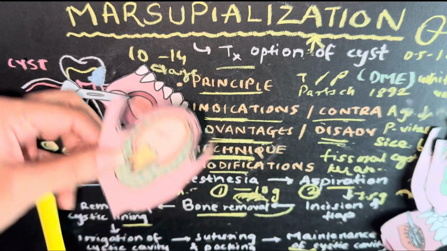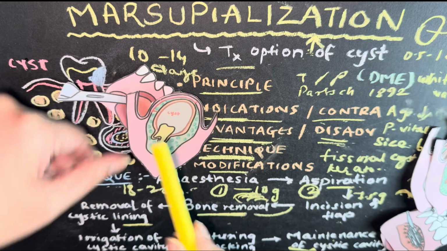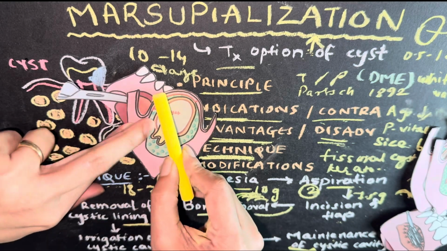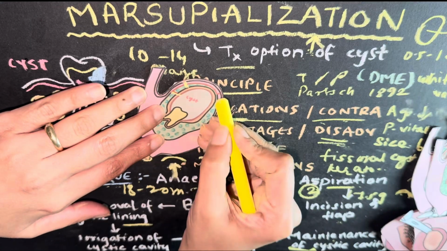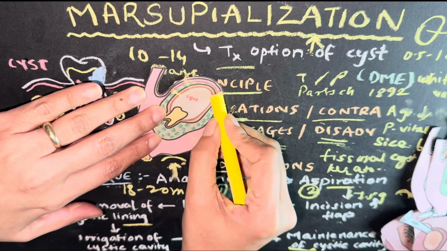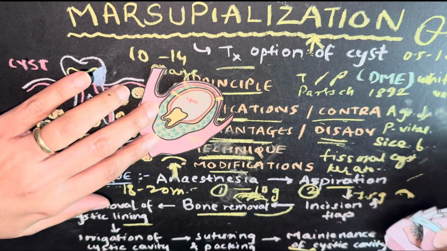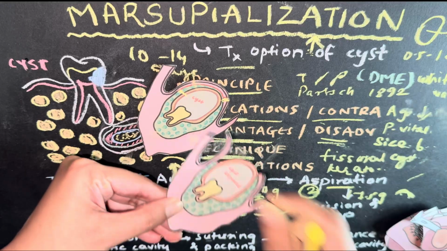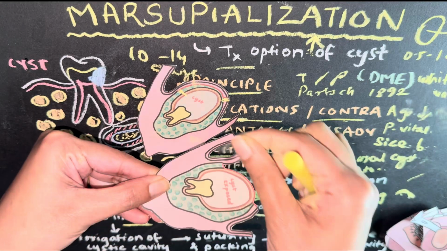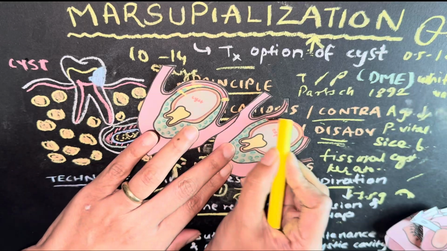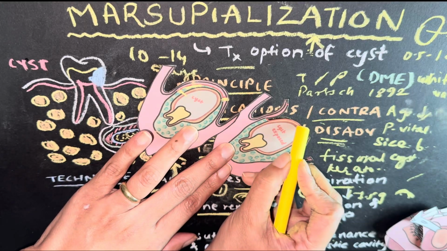So first is giving the anesthesia to the patient, then you're going to aspirate the cystic content, then you're going to make the incisions. So here these red lines are the incisions that are made. Then you're going to raise the flap. So in this diagram, as you can see, we have raised the flap. Now this green portion over here is your bone. So we have removed the bone, and now you can see the cystic lining.